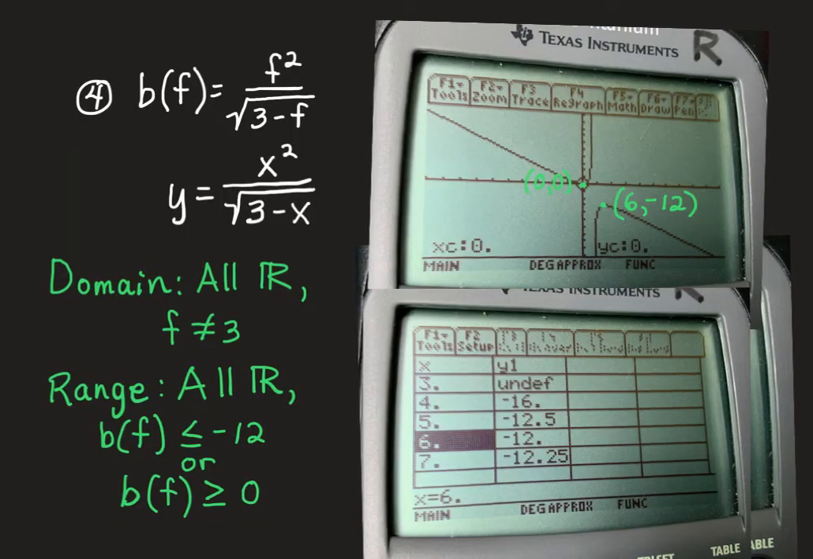So to find the domain and range here, I did some analysis of the function. I graphed the function, I zoomed in and out on the function, and I examined the tables, all to find that the domain for this function is all real numbers, where x does not equal 3, and the range is all real numbers, where f of x is less than or equal to negative 12, because this goes down in both directions, or f of x is greater than or equal to 0.